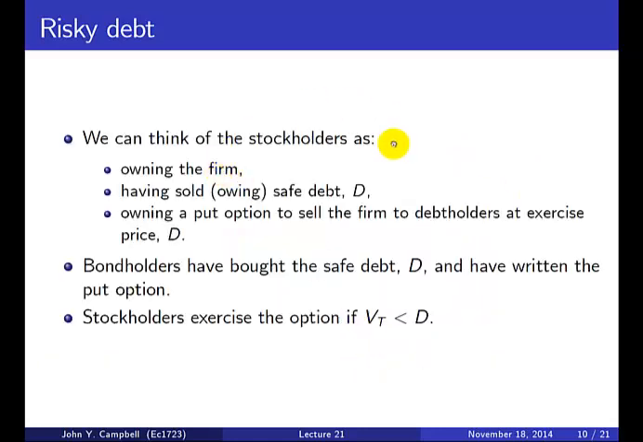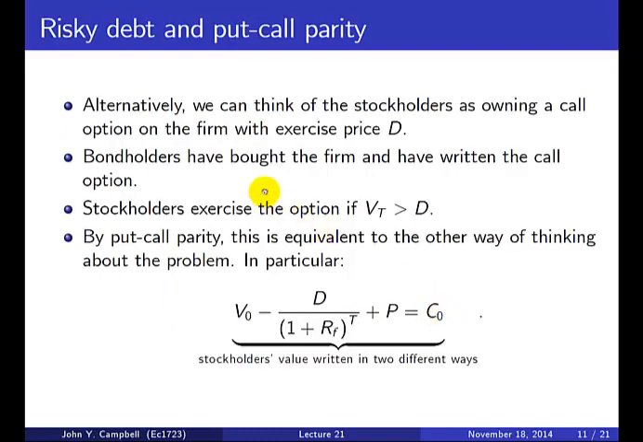So what are the options? Well, there's two ways to think about it. The first is we can think of the stockholders as owning the firm, owing safe debt D, but also owning a put option to sell the firm to debt holders at an exercise price D. So the risky debt is equivalent to safe debt plus a put option that the stockholders have, that if the firm is worth less than D, they can sell the firm to debt holders at an exercise price D. So bondholders have bought the safe debt D and have written the put option. And of course, stockholders will exercise the option if the terminal value of the firm, VT, is less than D. So that's one way to think about it.